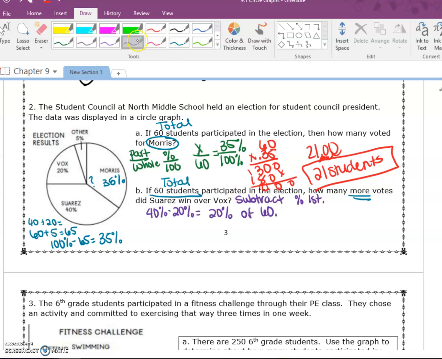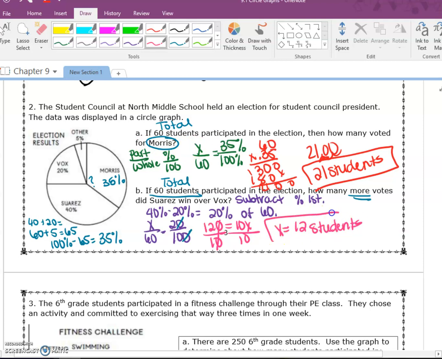So then I have 20% of 60. And once again, you can set up your percent proportion, or you can solve with the decimal version. It would look like x over 60 equals 20 over 100. And then here, you could take off that 0. And then 2 times 60 would be 120 equals 10x, divided by 10, which would be x equals 12 students. So I solved that one with a percent proportion, not the decimal version. So you can use either one to solve.